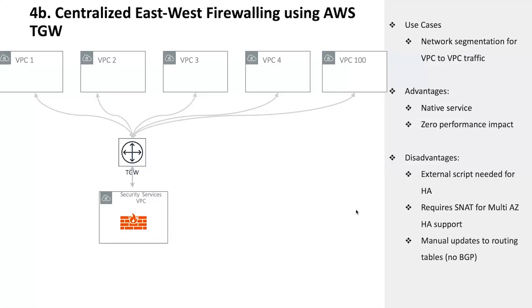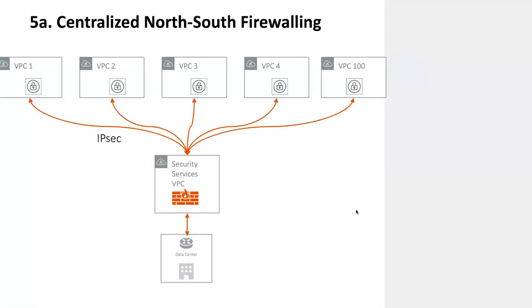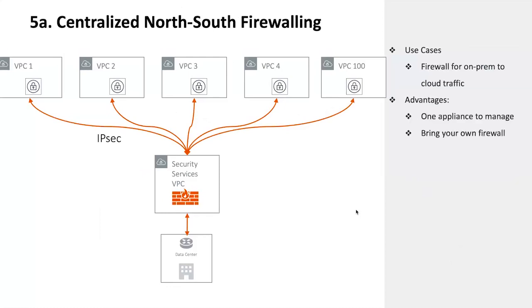So let's keep on going. The next pattern is about North-South firewalling. So far we talked about egress, we talked about East-West, now we're talking about North-South. North-South has the same type of situation. The use case is firewalling on-prem to the cloud traffic. The advantages, same thing, one appliance to manage, bring your own firewall. Disadvantages, same thing, IPsec tunnel, people hated it.